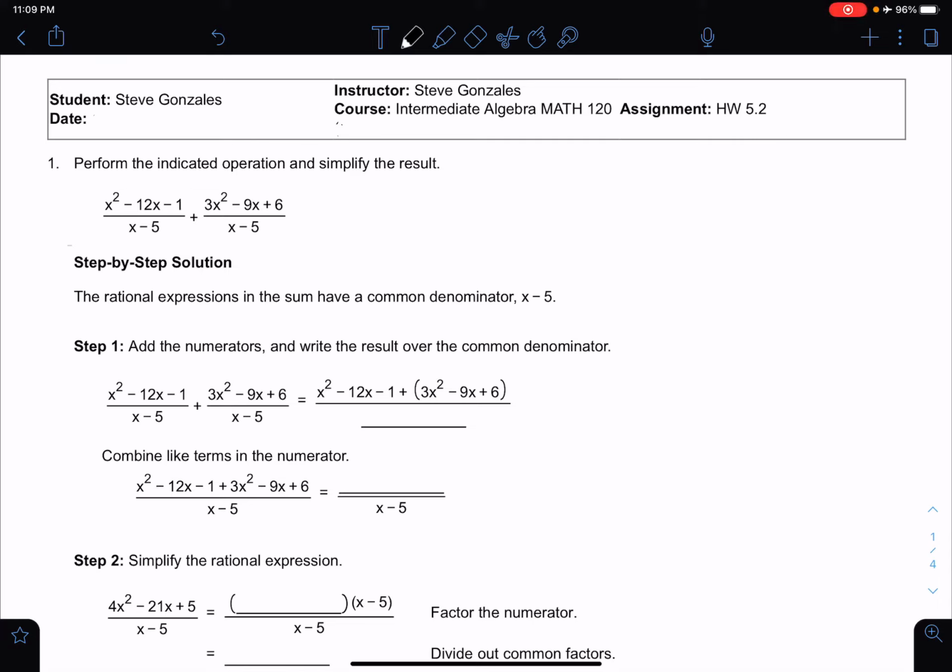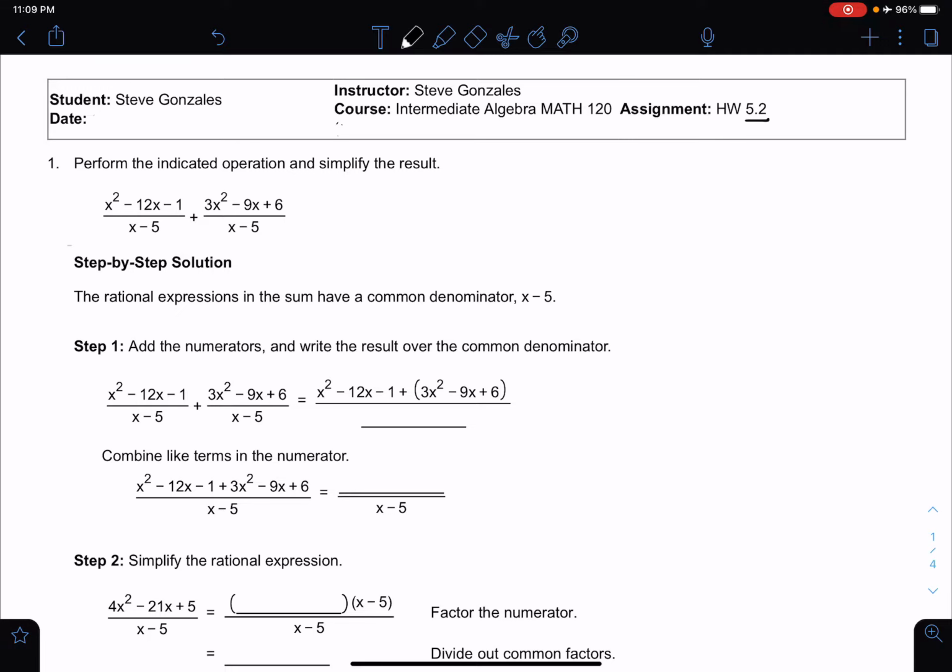Hello, Math 120, and this is Professor Gonzalez, and I'd like to do some problems from homework assignment 5.2, and we're taking a look at adding rational expressions, which is basically adding and subtracting fractions that have polynomials in the numerator and polynomials in the denominator.